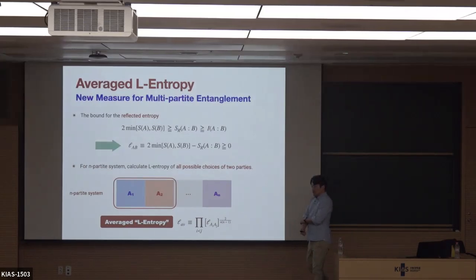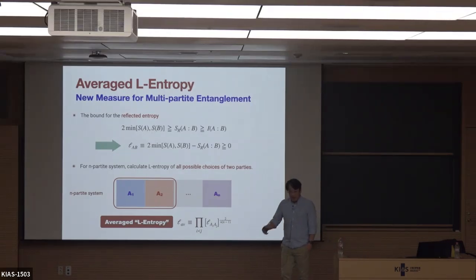The reason why we choose this combination is that the reflected entropy has this inequality. So we choose this inequality, using this upper bound. We define the difference between the upper bound and the reflected entropy, and define the L entropy. And in a general M-party system, we first calculate all possible choices of two subparties. Let's say, for example, I choose A1, A2, and calculate the reduced density matrix of A1, A2, and then calculate the L entropy. Then you can also choose A1, A3, and calculate the L entropy, etc. You calculate all possible L entropies and then multiply them.